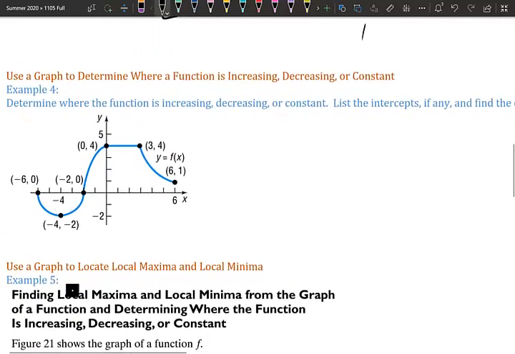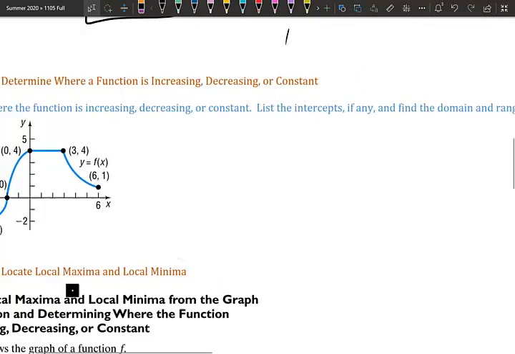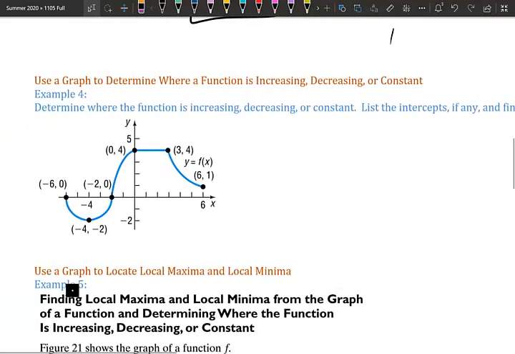All right, use a graph to determine where a function is increasing, decreasing, constant. Then we're going to list intercepts, if any, find the domain and range. So the first thing we're going to do is find the domain. So the domain, remember, those are x values. Since this has a start and a stop, it's smallest x to biggest x. So -6 to +6. Brackets because they're closed circles.